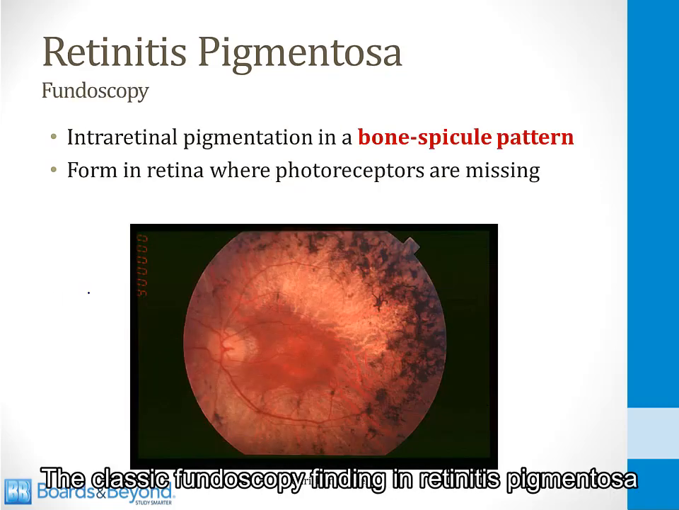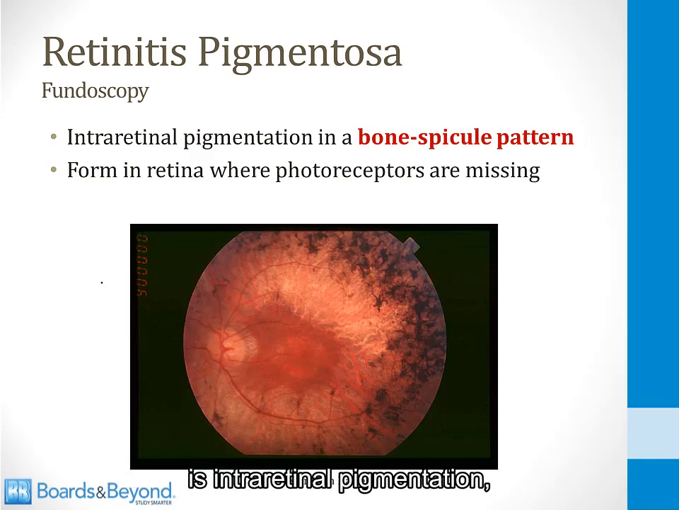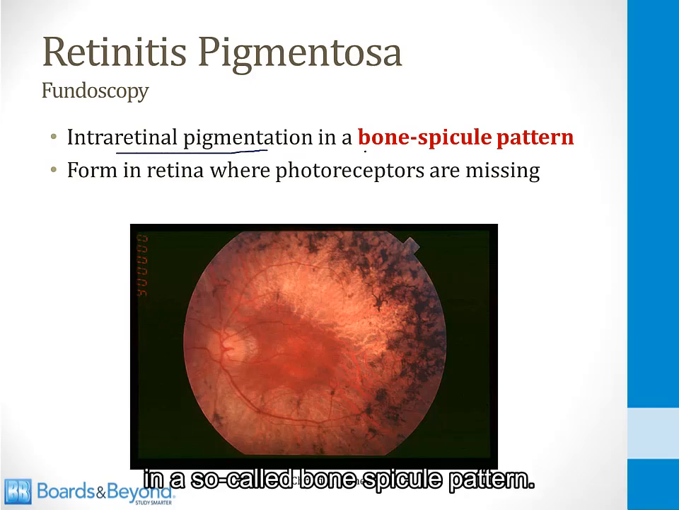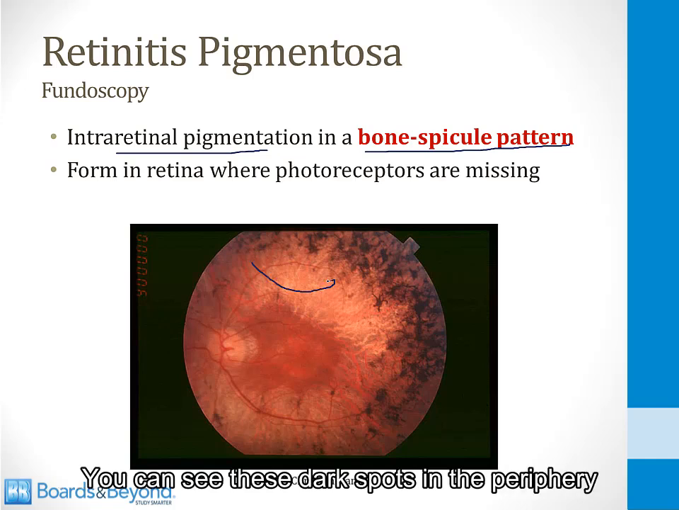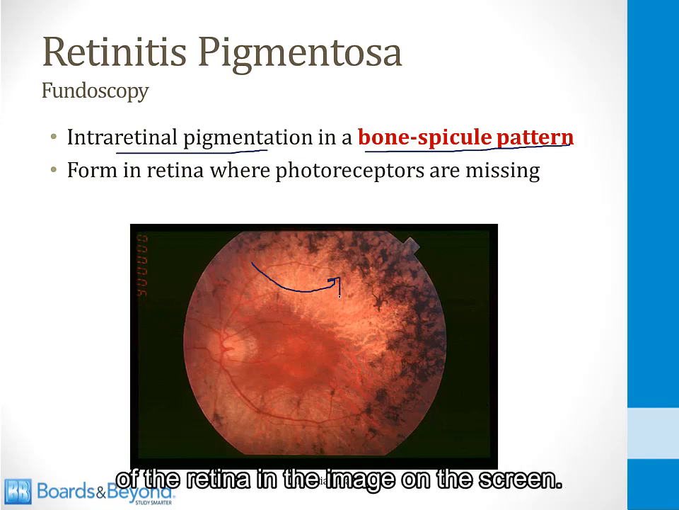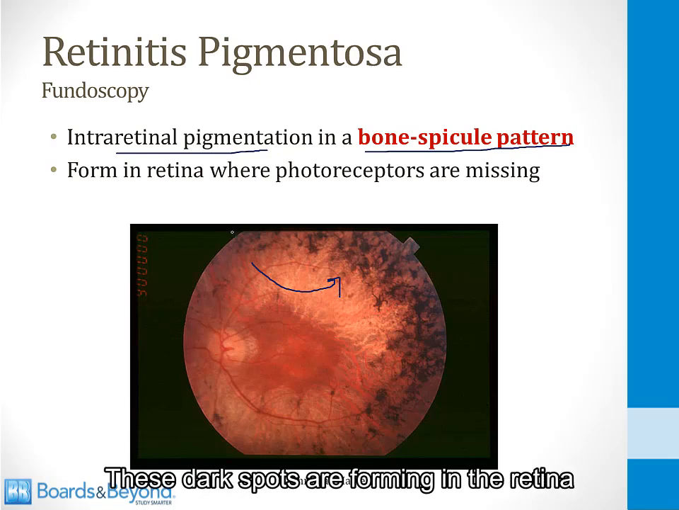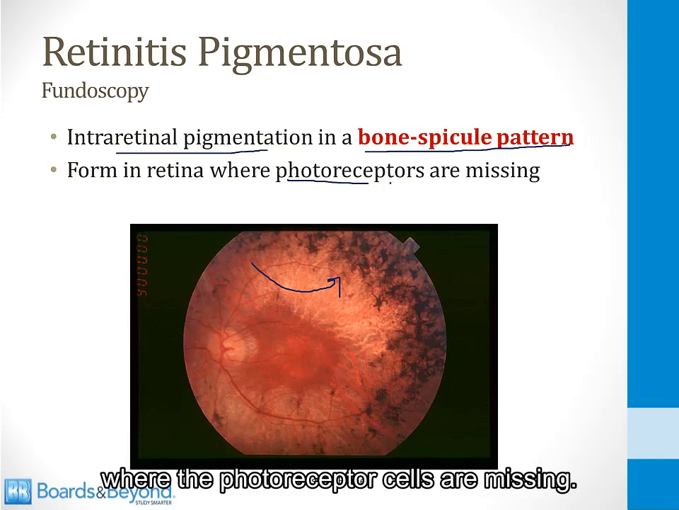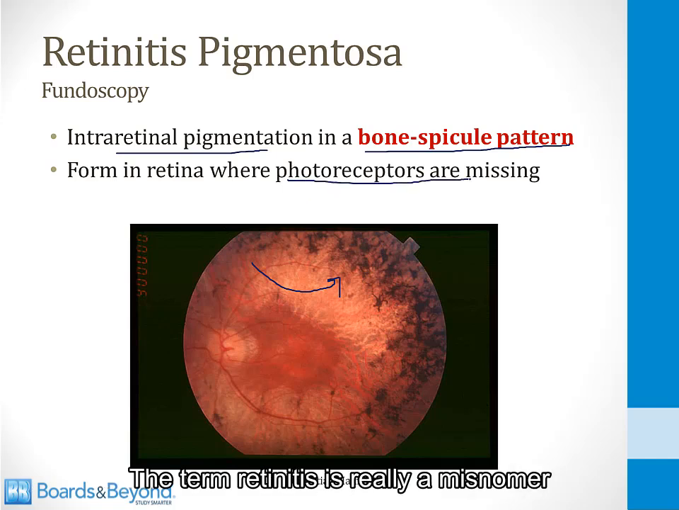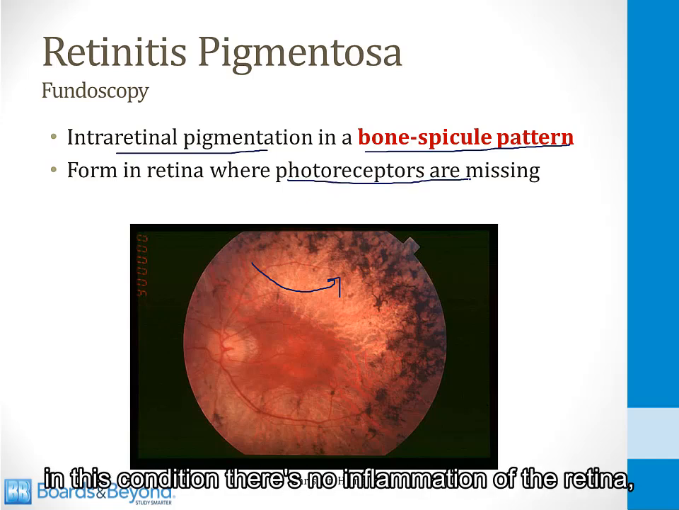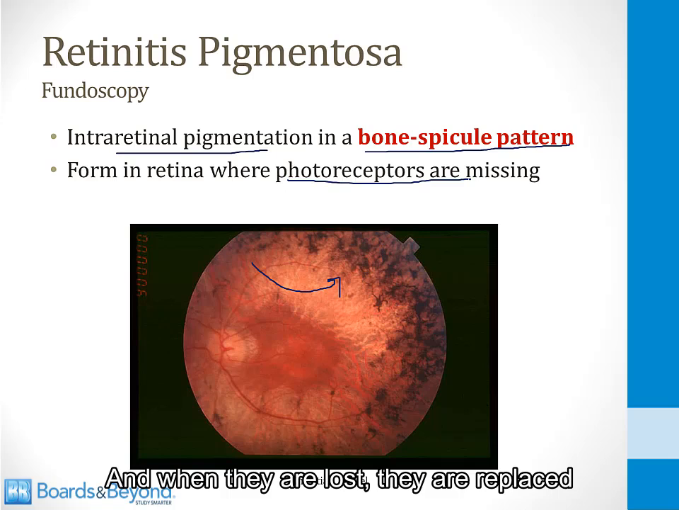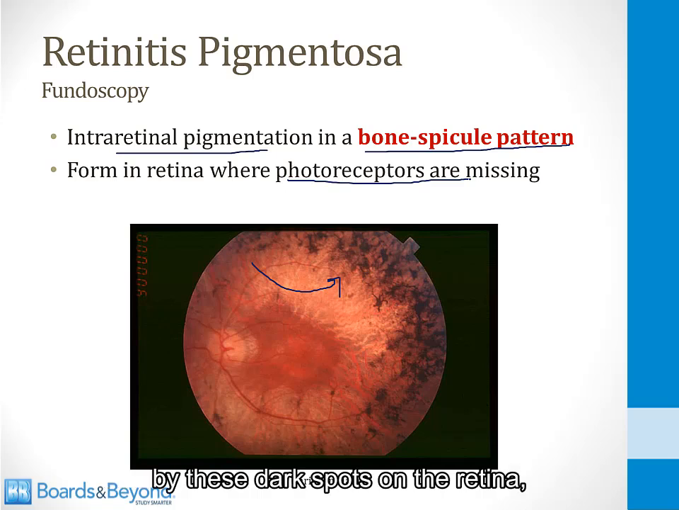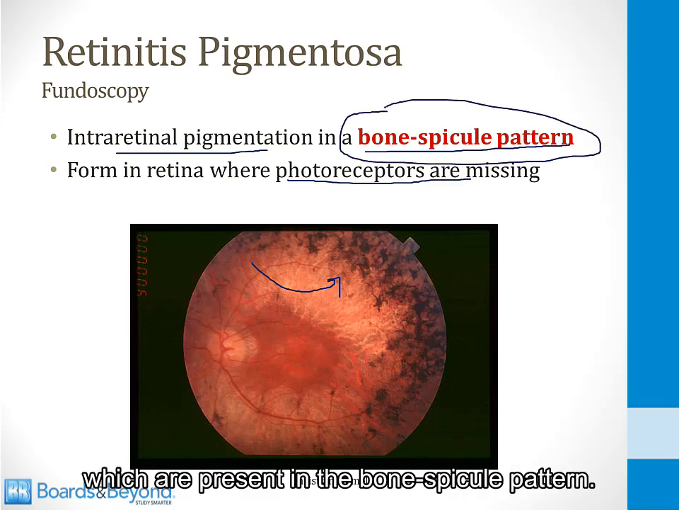The classic fundoscopy finding in retinitis pigmentosa is intraretinal pigmentation, meaning dark spots on the retina in a so-called bone spicule pattern. This is an example of it shown on the screen here. You can see these dark spots in the periphery of the retina. These dark spots are forming in the retina where the photoreceptor cells are missing. The term retinitis is really a misnomer in this condition. There's no inflammation of the retina, just loss of the photoreceptor cells, and when they are lost, they are replaced by these dark spots on the retina, which are present in the bone spicule pattern.